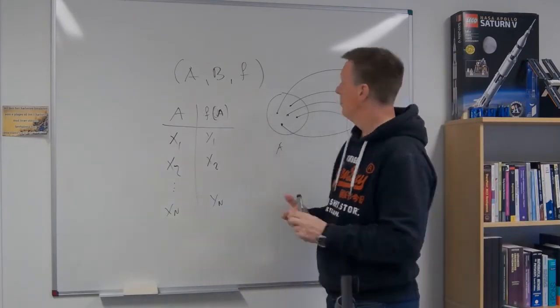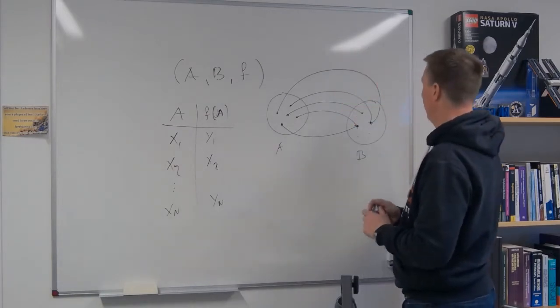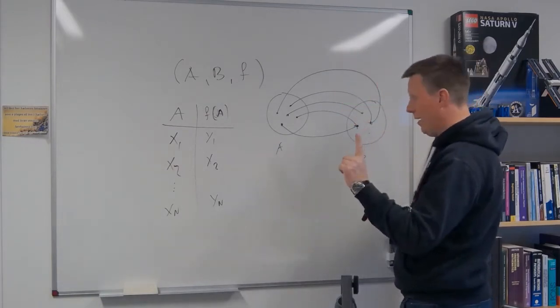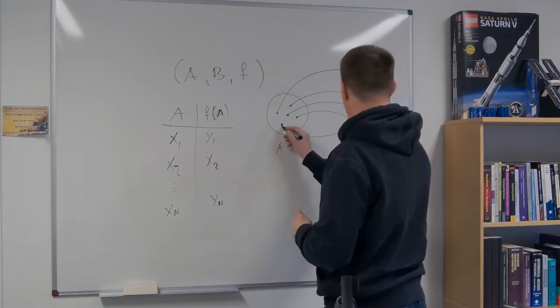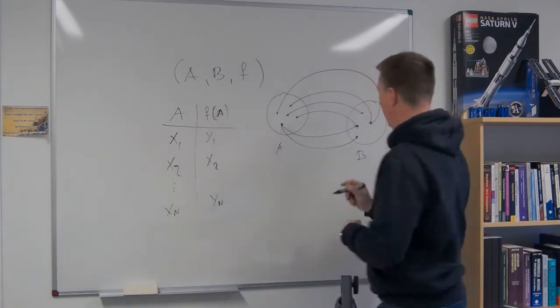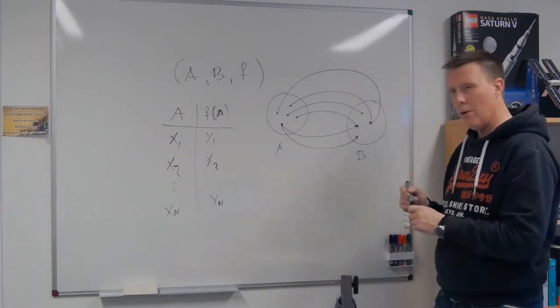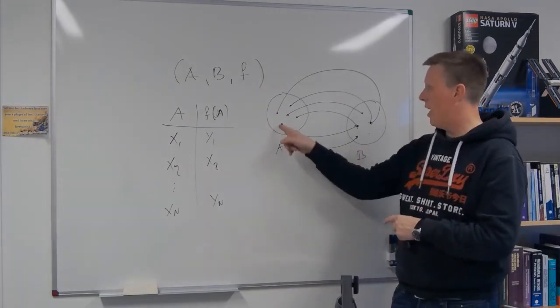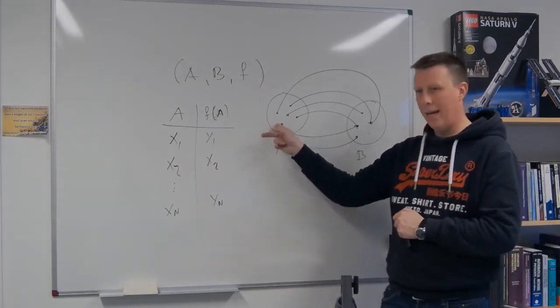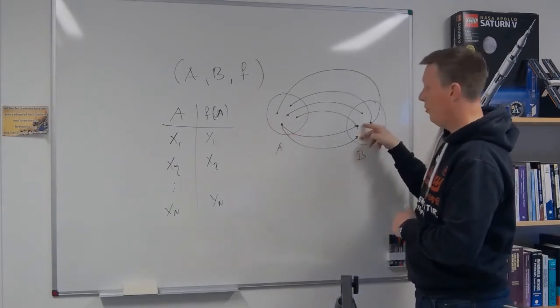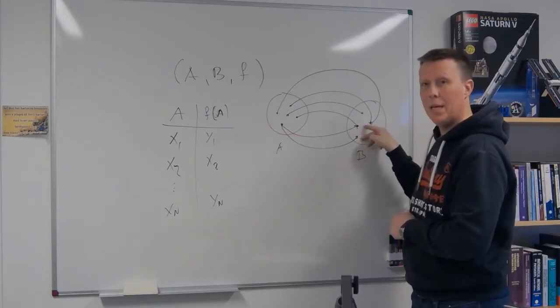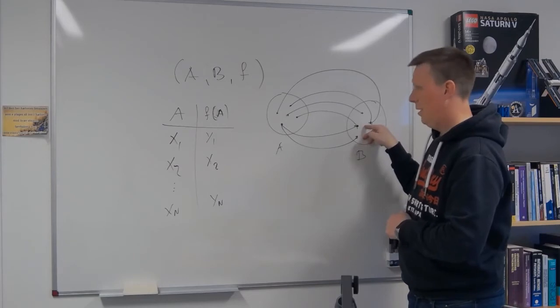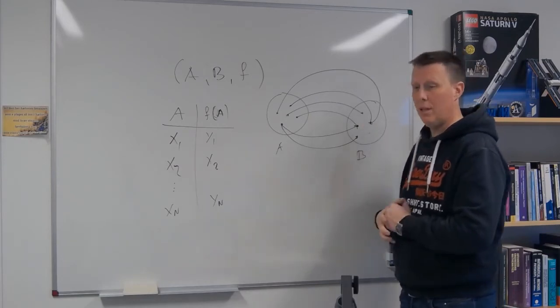But what is not fine is if I would draw another arrow here. That you cannot do. Because now I have a single element in A getting mapped to different things in B. And then the rule must necessarily be false.